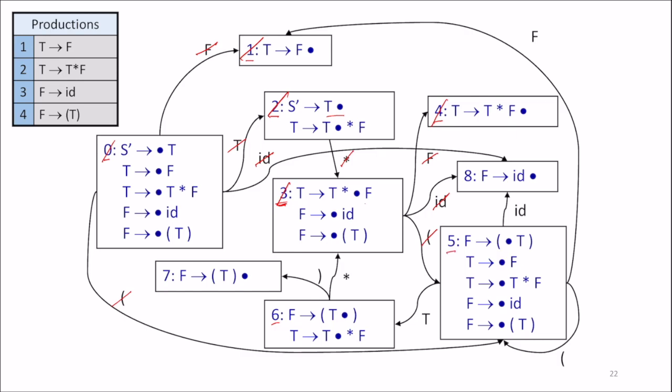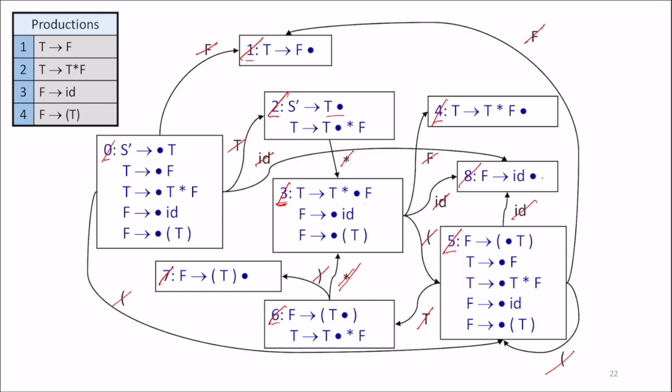5, there's a dot before the T, which is done. Dot before the F, which is done. Dot before the ID, which is done. And then open parenthesis, done. So 5 is done. 6, the dot is before the close parenthesis, done. Before the multiplication, done. So 6 is done. 7 has the dot right at the end of the right hand side, so that's done. And finally 8 has a dot right at the end, so 8 is done.